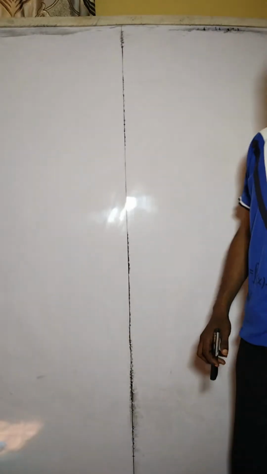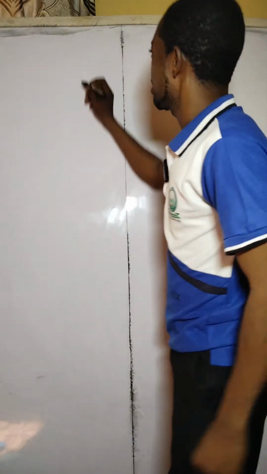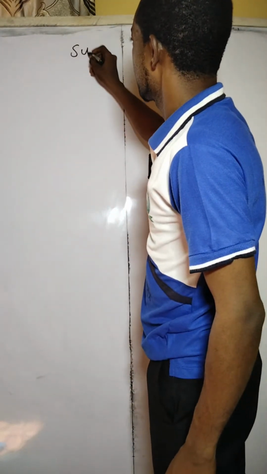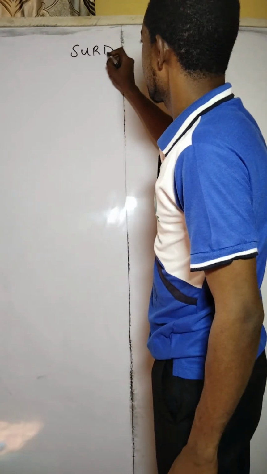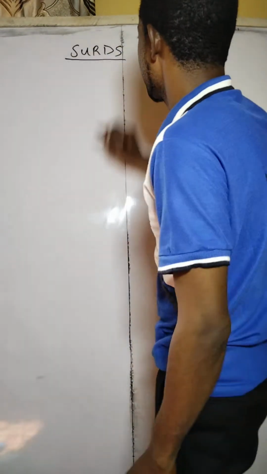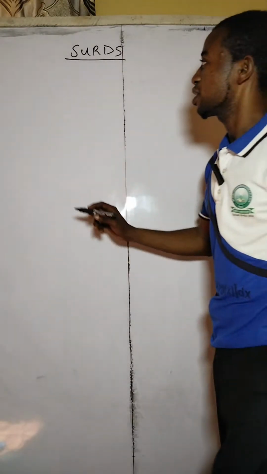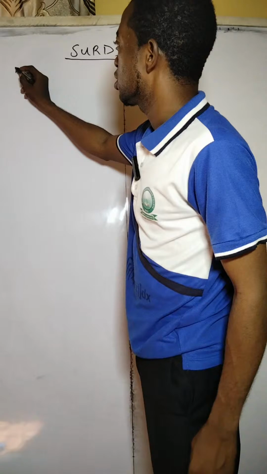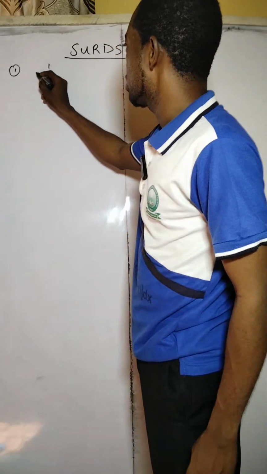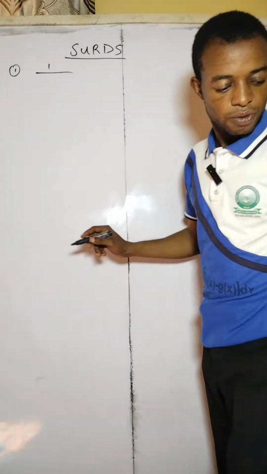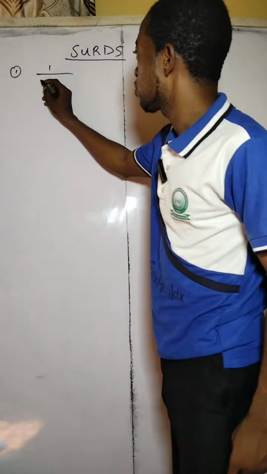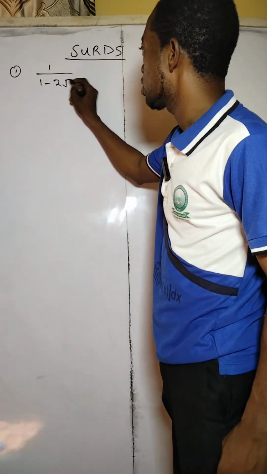And in this live class, we want to look at surds in mathematics. So, how to simplify surds. Now, let's look at the first question here. Number one, to simplify 1 divided by 1 minus 2 root 3.